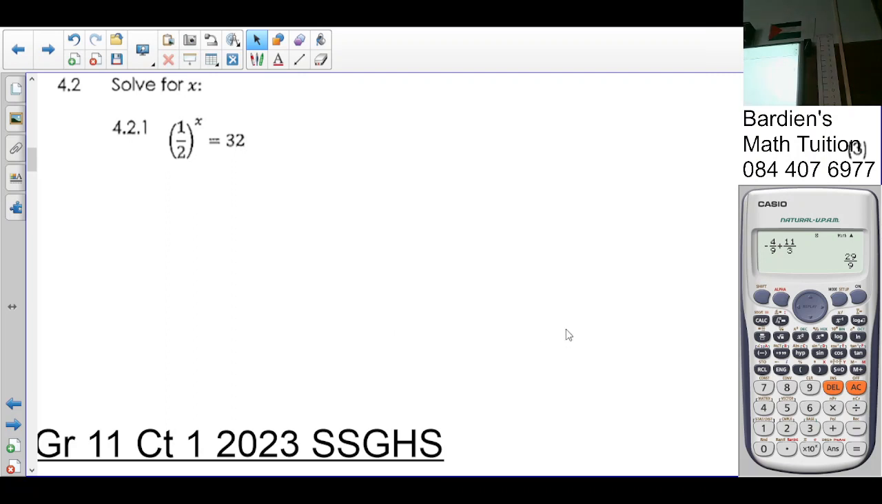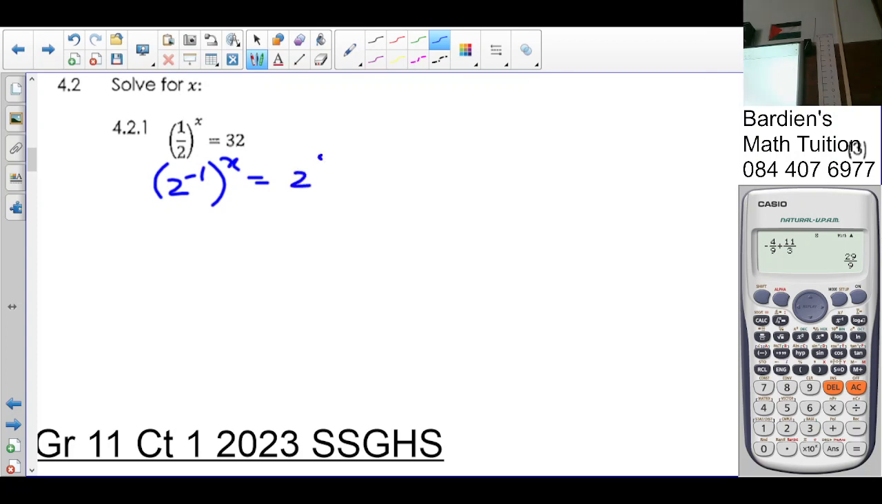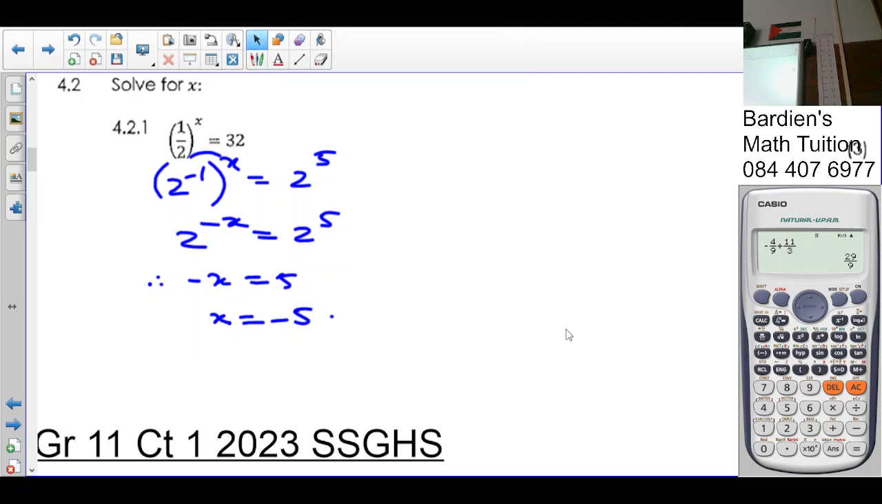Question 4.2, the question says solve for x. So of course the half can be written as 2 to the negative 1, raised to the exponent x, is equal to 2 to the exponent 5. Get rid of the brackets, so multiply the exponents, so 2 to the negative x is equal to 2 to the 5. Therefore, minus x is equal to 5, divided by negative both sides, so x is equal to negative 5.